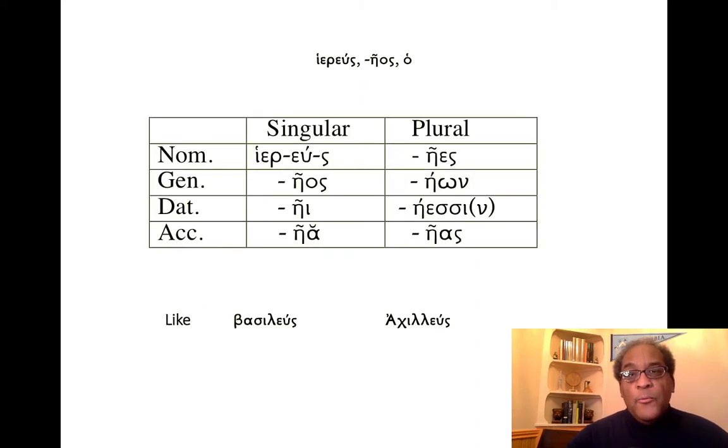Then we have the word for priest, ἱερεύς, rough breathing. And here in the forms after the nominative, you have the prevalence of the eta, the long form of the epsilon eta. So hierus, hiereos, hiereia, hiereia, etc. And this word is declined like basileus, achilleus.